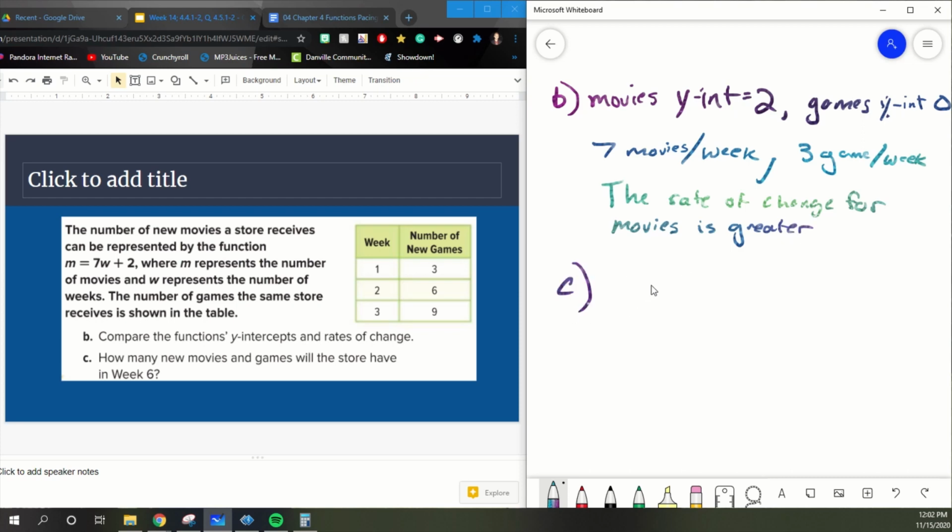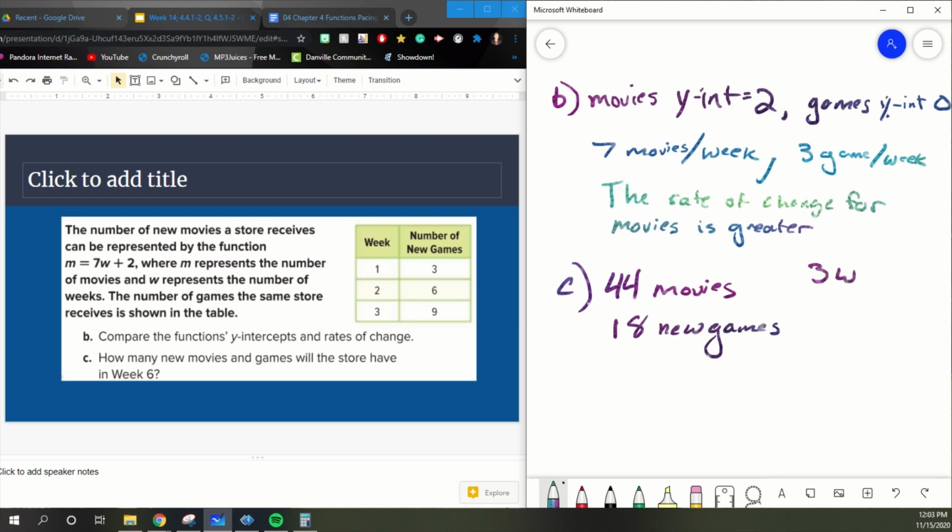How many new movies and games will the store have in week 6? Well, if we plug in 6 for w, we have 6 times 7, which is 42, plus 2. We're going to have 44 movies. However, for games, if we extend our graph, or you know that you're going up 3 each week, multiply 6 by 3, and we get 18 new games. So 44 new movies and 18 new games. And that's basically it, folks. That's all it really takes to compare these two.